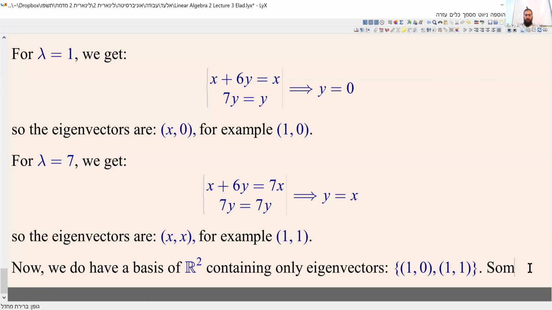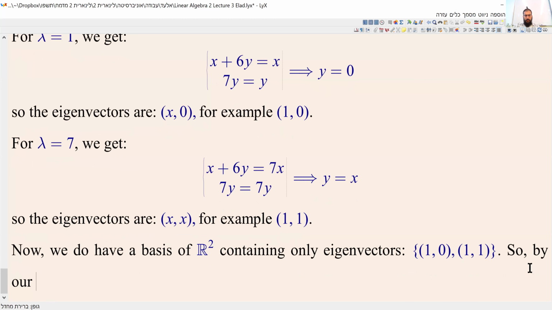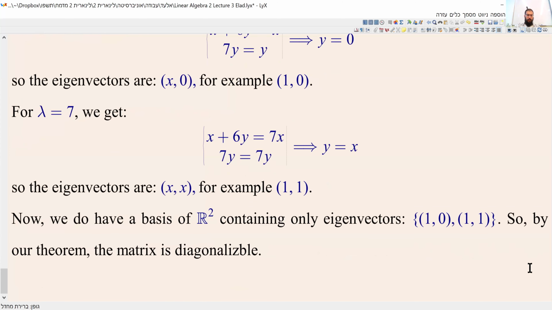So by our theorem, the matrix A is diagonalizable. Now we can move forward to the diagonalization process itself.